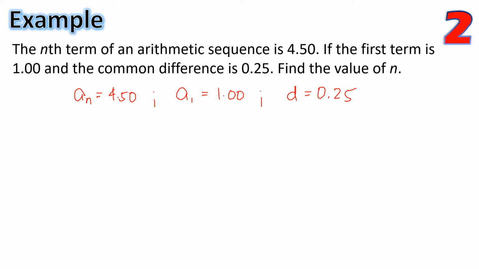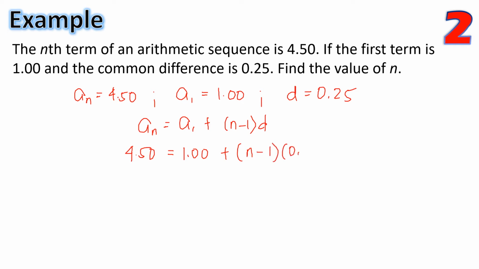Again, let us use the formula. A sub n is a sub 1 plus n minus 1 times d. And substitute the values. We have 4.50 for a sub n. A sub 1 is 1.00. We're looking for this value n, and d is 0.25.